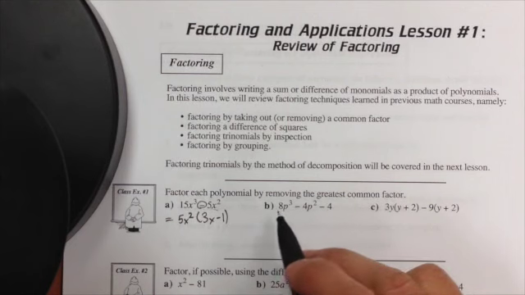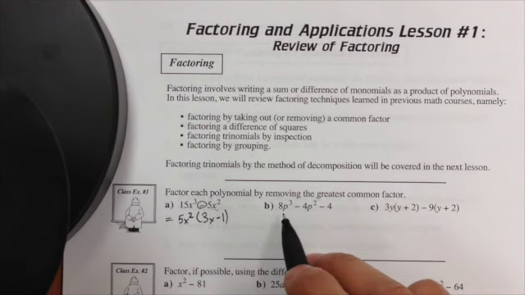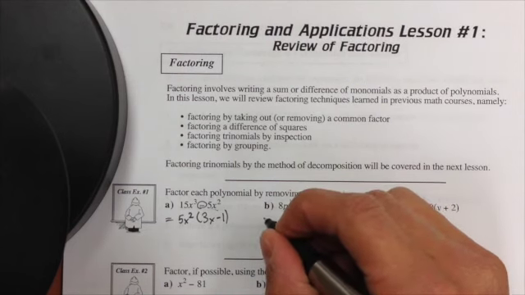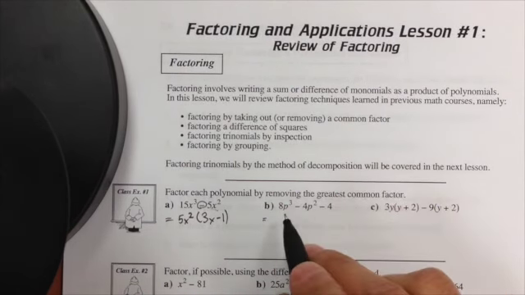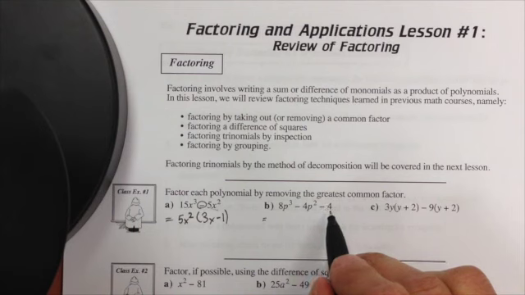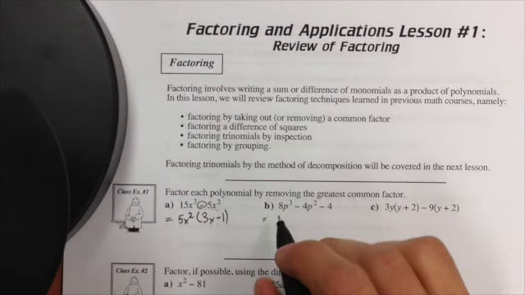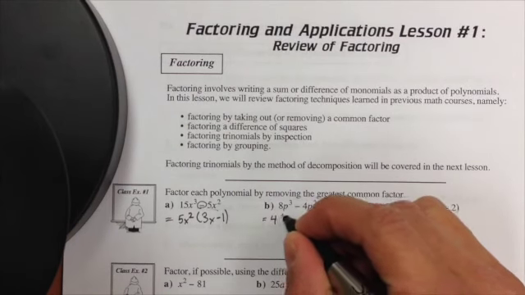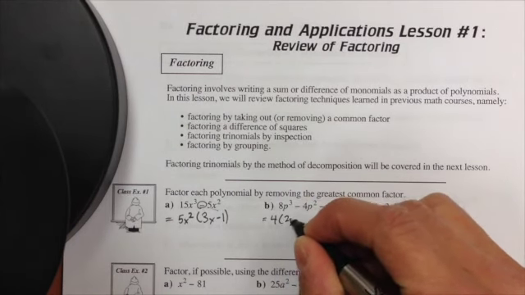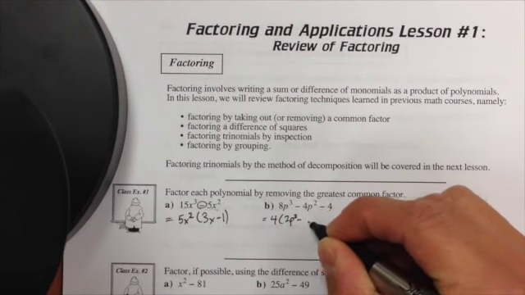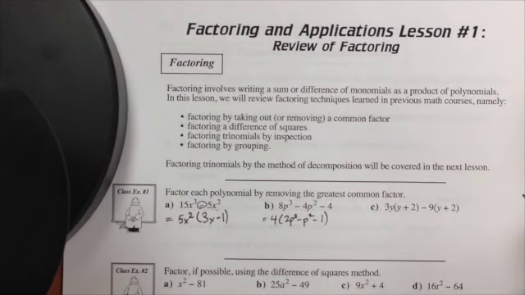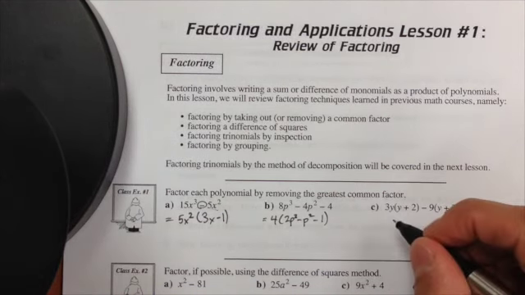On this next question, for B, I have 8p cubed minus 4p squared minus 4. If I remove the greatest common factor, for each of these it is going to be 4. I know that 4 goes into 8 twice, goes into 4 once, and goes into 4 once. So if I take out 4, I'm going to be left with 2p cubed minus p squared minus 1. And I can't factor that anymore, so that's my final answer.